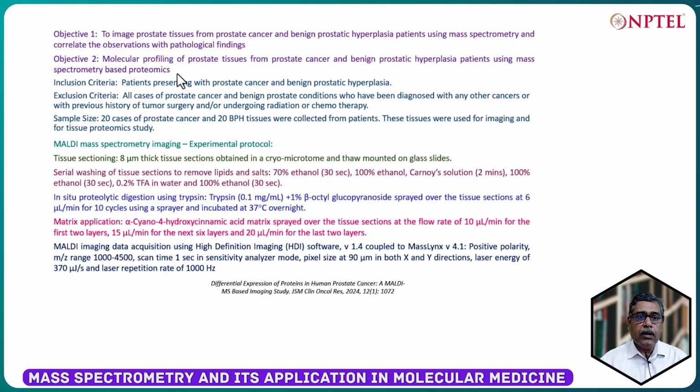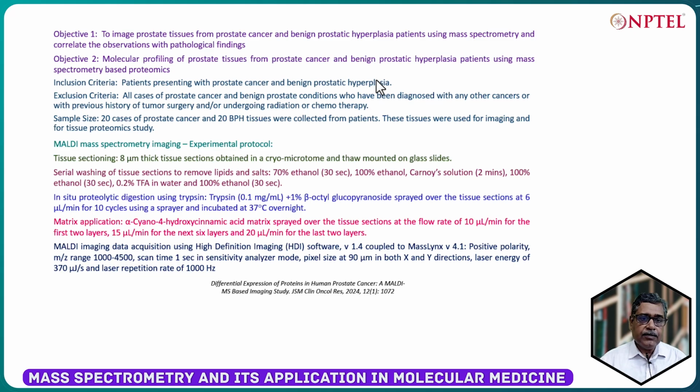Now, objective 2 is molecular profiling of prostate tissue from prostate cancer and also BPH patients using mass spectrometry based proteomics. So, we will study both. One is imaging and the other is proteomics, and here we are focused on tissue proteomics.